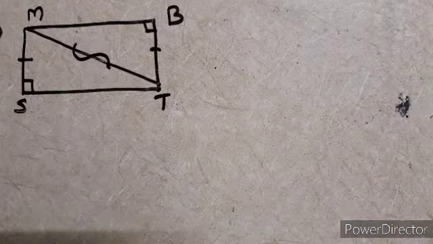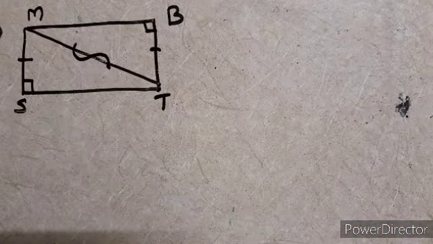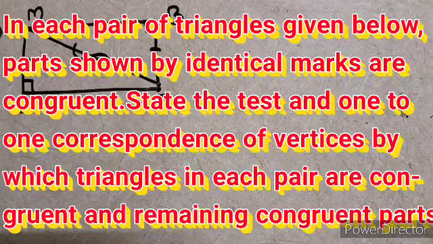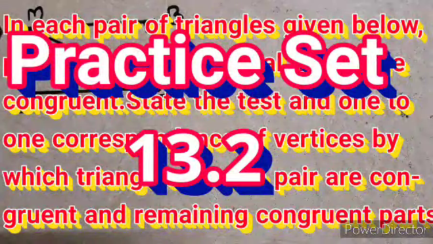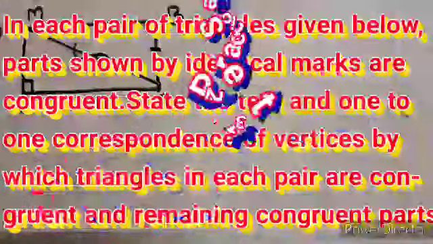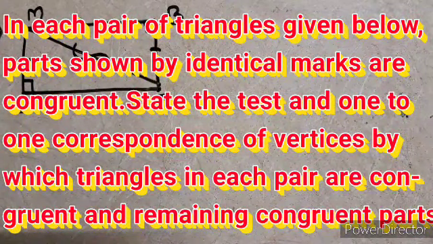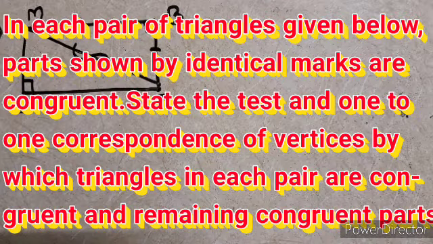Practice Set 13.2. In each pair of triangles given below, parts shown by identical marks are congruent. State the test and the one-to-one correspondence of vertices by which triangles in each pair are congruent and remaining congruent parts.